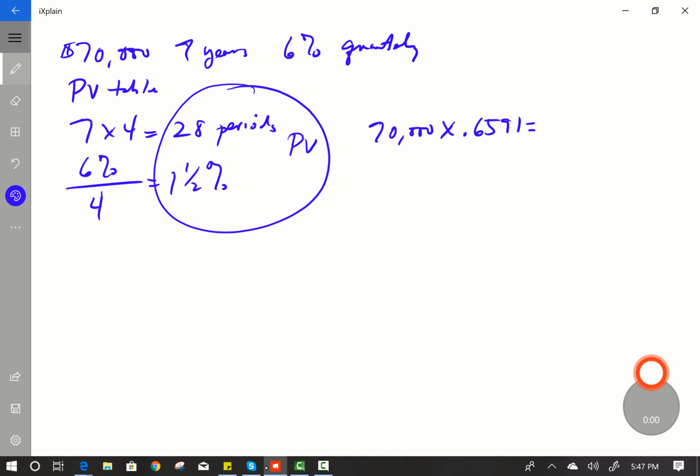And that will equal the present value of $46,137. So today I must invest $46,137 if I want to get $70,000 in 7 years, if my investment is invested at 6% interest compounded quarterly. Today's investment is $46,137. Okay, let's look at number 7.